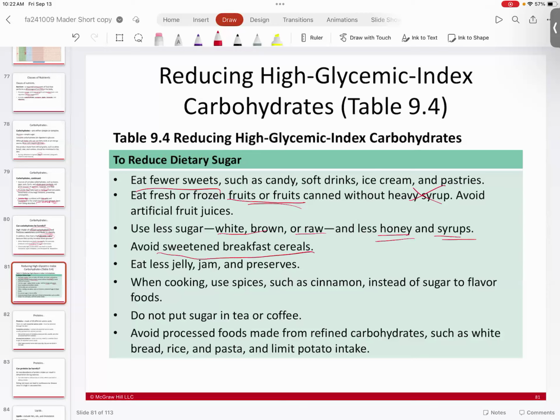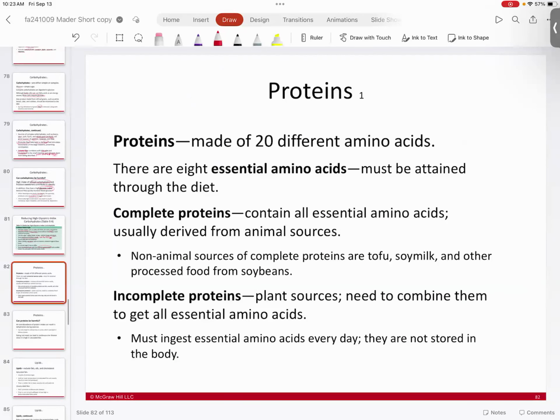Sweetened breakfast cereals, go for high fiber, less sugar. Jellies, jams, preserves, those kind of go in the syrup situation. Instead of cooking with sugar, cook with spices, right? So don't put sugar in your tea or coffee unless you have to. Like I drink my coffee black. And try to stay away from processed foods as much as possible because oftentimes they have refined everything in them, right? So refined carbohydrates, refined everything, refined sugars.